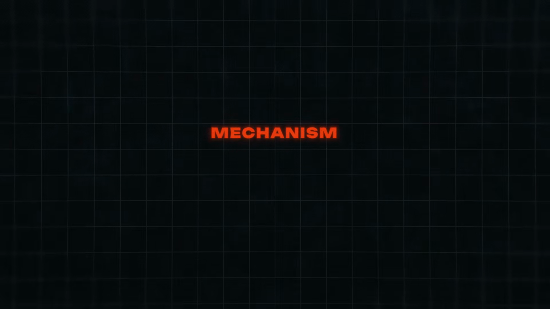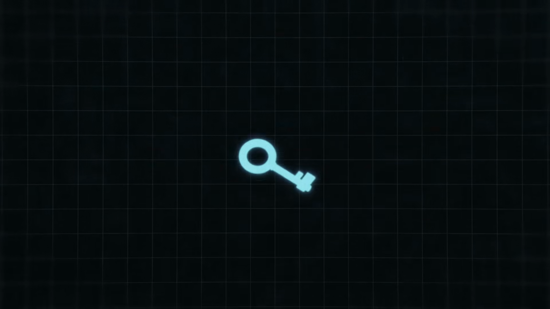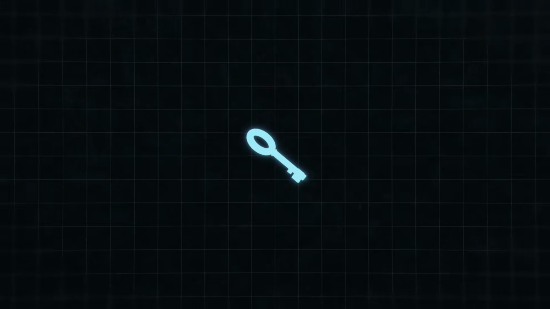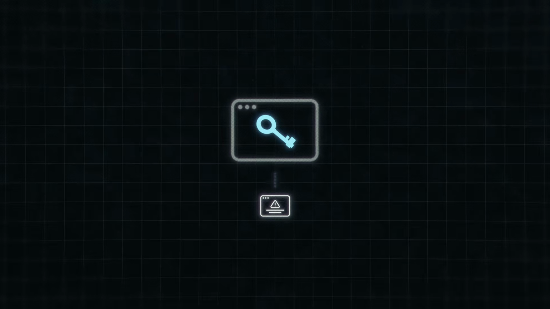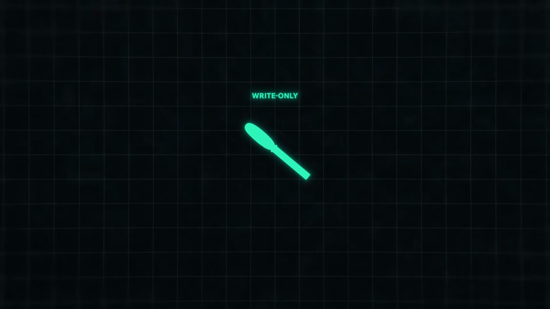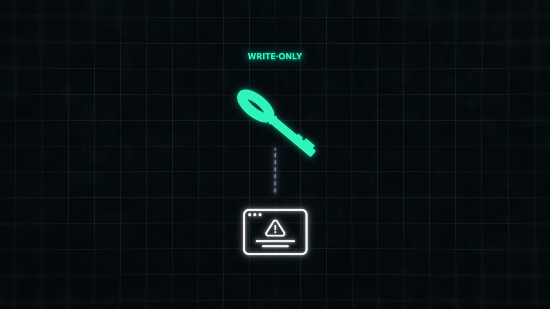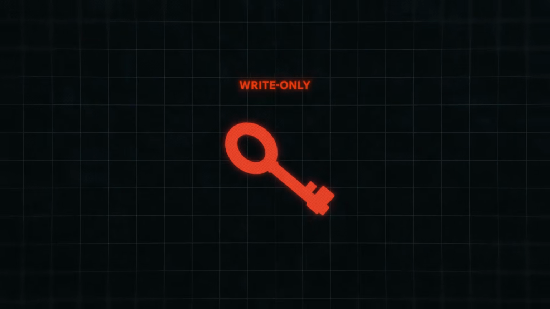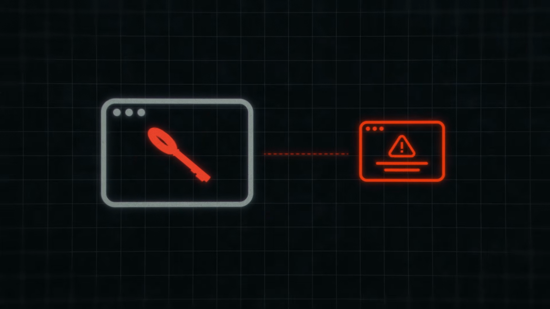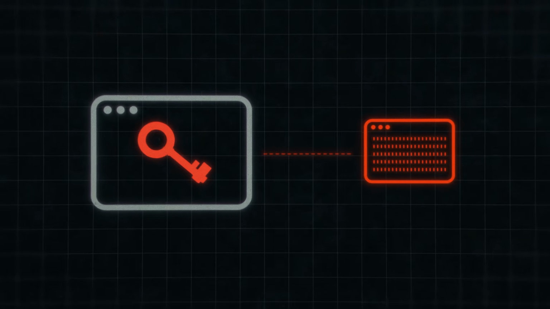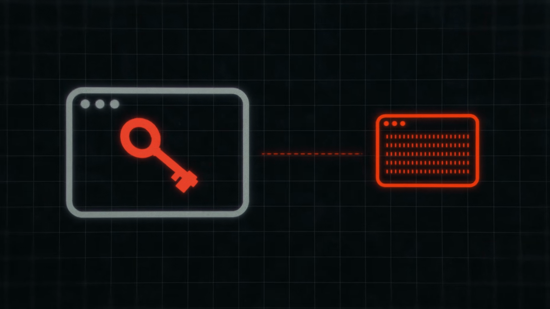Mechanism. The entry point is a Sentry DSN. A DSN is a public key that the Sentry monitoring service embeds straight into a site's front end, so the app can send error reports. The key is considered safe because it's write-only. You can send an event with it, but you can't read the project's data. Write-only has a flip side. Anyone who spots that key in the site's code can send their own error, and bundled with it, any text they want: the message, the stack trace, the tags, the context.